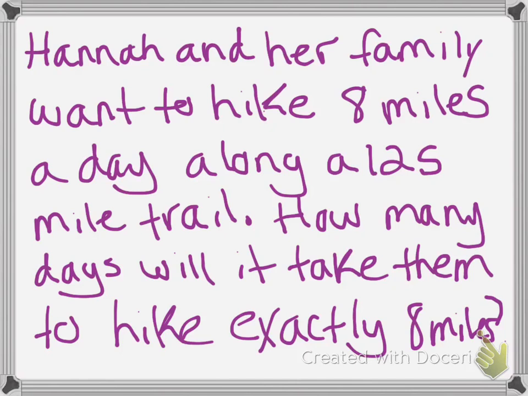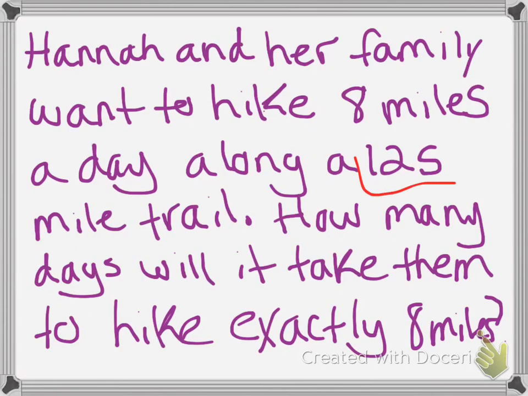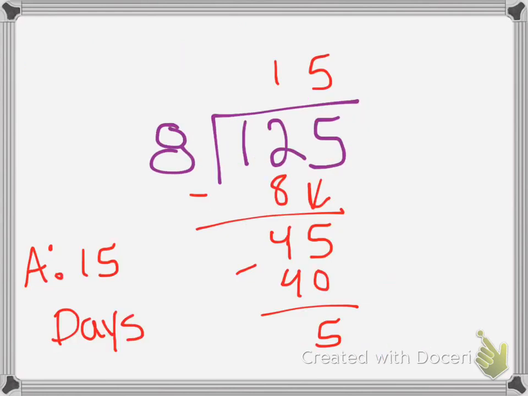All right, I want you to pause that video and come back. All right, now that you are back, we can see that we solved our division since it was a 125-mile trail and they wanted to hike 8 miles a day. I took 125 and divided it by 8, which left me with 15 and a remainder. So my remainder I turned into a fraction. My remainder is 5/8.